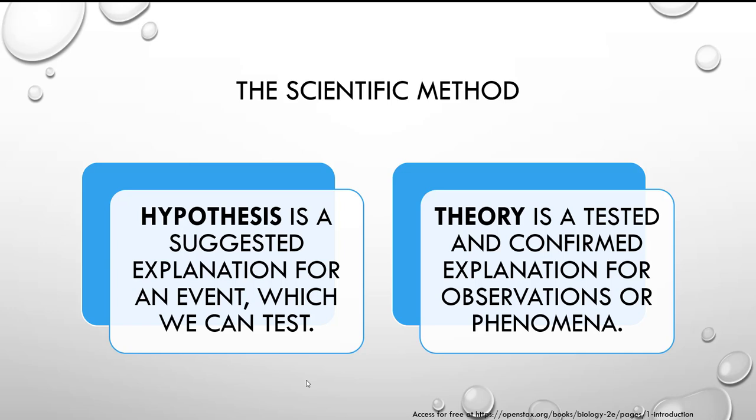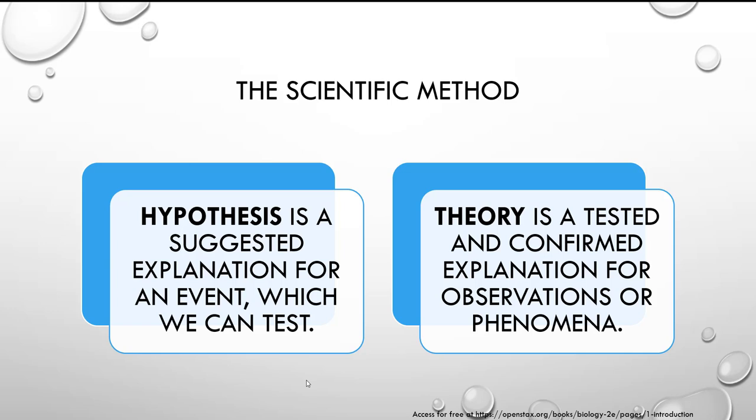So before we get into the scientific method, one major piece of science is that we make hypotheses. A hypothesis is a suggested explanation for an event, and the key point of a hypothesis is that we can test it. So for example, if we notice something in our environment that we want to know more about, we're going to suggest an explanation for it, and then we'll go ahead and test it.